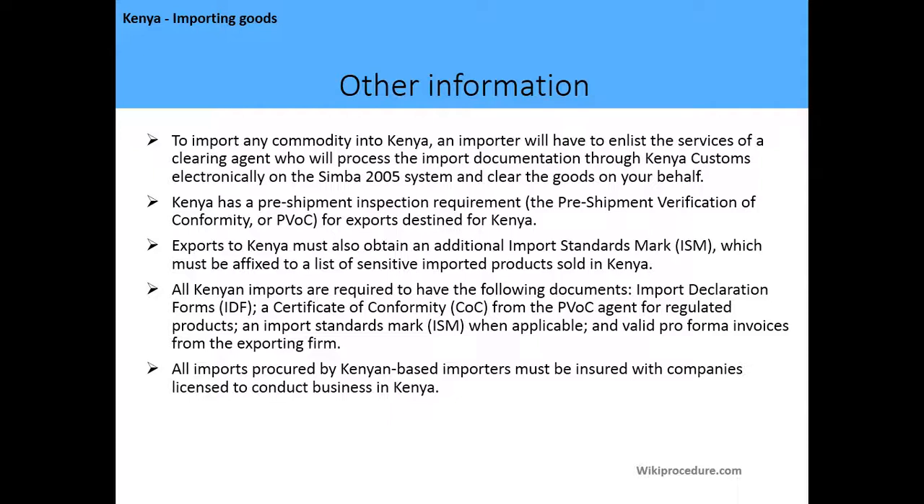And all imports are required to have the following documents: the import declaration form, a certificate of conformity from the PVOC agent for regulated products, an import standard mark when applicable, and a valid pro forma invoice from the exporting firm. All imports by Kenyan-based importers must be accompanied by the company's license to conduct business in Kenya.